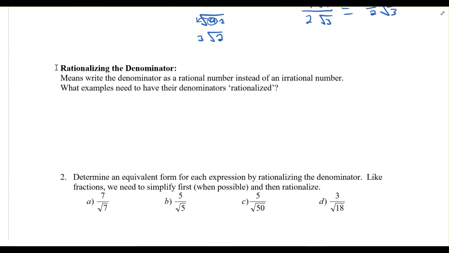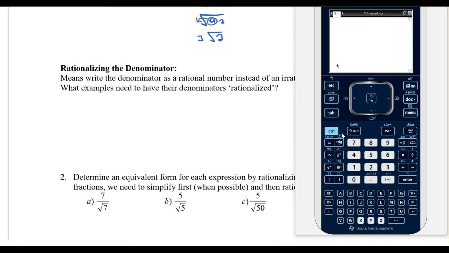Okay, now a new concept, rationalizing the denominator. What this means is we want to write the denominator, so the number on the bottom, as a rational number instead of an irrational number. So first off, do you remember what a rational or irrational number means? Well, think about the most famous irrational number, pi. If I push enter, you can see it goes 3.14159, but maybe you've heard this before. These numbers keep on going on forever. We call that irrational. It doesn't just end. It doesn't just give us a number. So yeah, that's considered irrational.